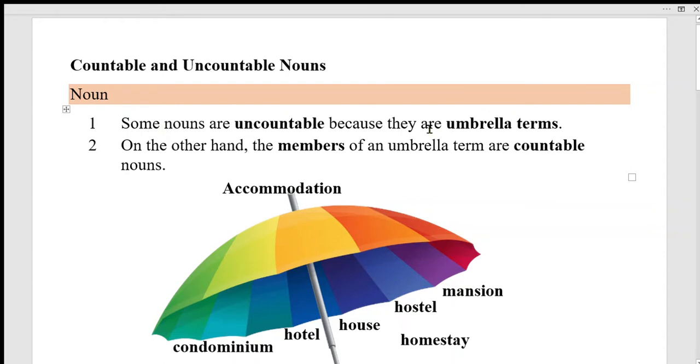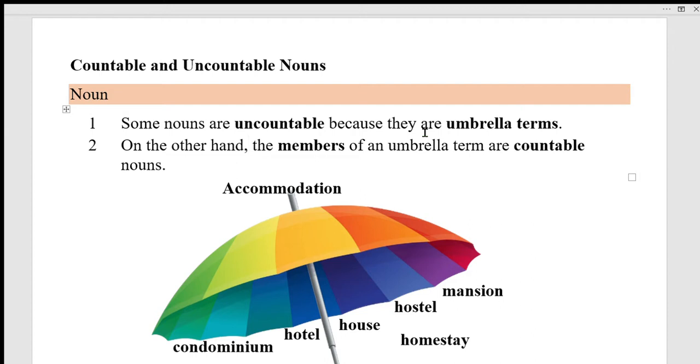Hi everyone, so in this lesson we are going to learn countable and uncountable nouns. Countable maksudnya boleh dikira. Uncountable maksudnya tak boleh dikira. Okay, now look at question number 1 ya. Some nouns are uncountable. Okay, nouns maksudnya kata nama. So ada kata nama yang tak boleh dikira.